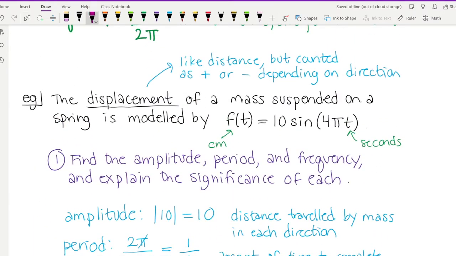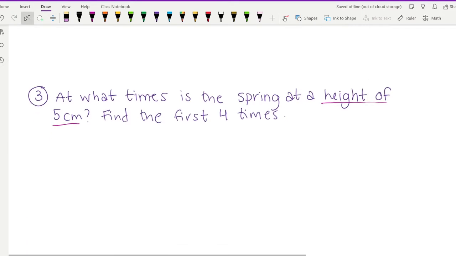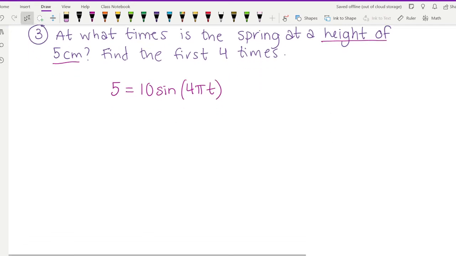So remember how this function works? The output is centimeters, right? And the input is seconds. So if they're telling us that the height is 5 centimeters, that means that we want to set our function equal to 5 and solve for time, right? They gave us the output and we're trying to find the input. So we want to set 5 equal to our function, which is 10 times sine of 4 pi t. And we want to solve this for t.